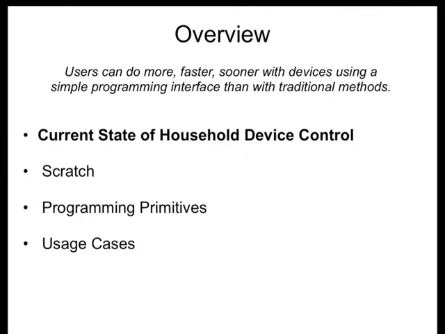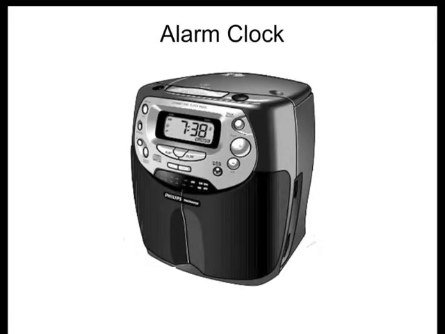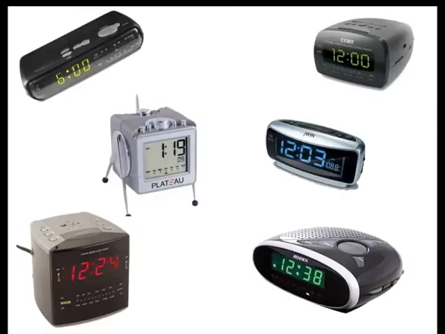So the current state of household device control is, well, first, you've got a lot of different devices, and they're all operated in different ways, button interfaces and such, and they're very difficult to control. Take, for example, this alarm clock. It's got all these buttons, and we have absolutely no idea what they do. And even if we were to figure out how to set the time on this particular alarm clock, it wouldn't help us figure out any other alarm clock because they're all complicated, even though they're all doing basically the same thing. So button interfaces are very different and complicated for each device.